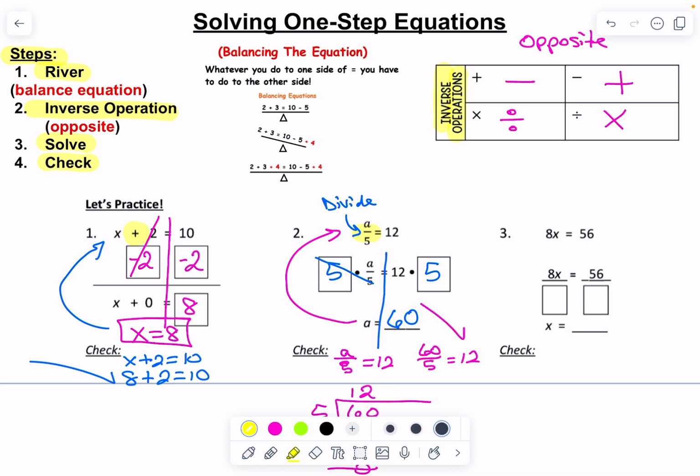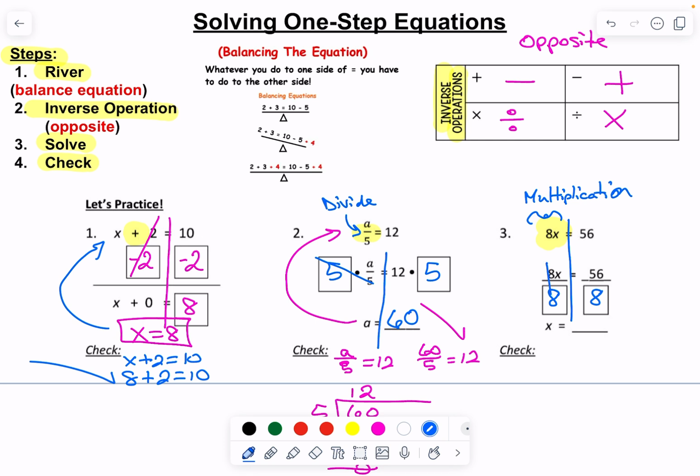For our last example, we have 8x. Now in this case, we need to remember that a number next to a variable means that they're multiplying. So 8x means 8 times x. Okay, important. So step number 1, draw the river. Step number 2, inverse, do the opposite. So the opposite of multiplication would be division. So I'm going to divide both sides by 8.